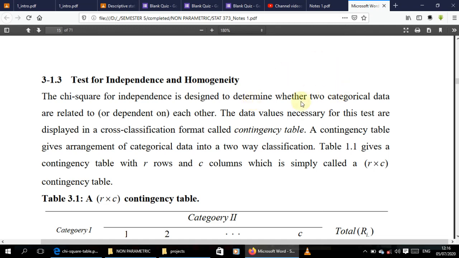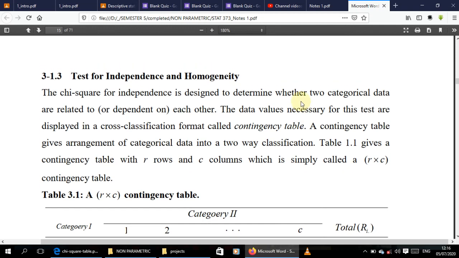Like in parametric tests, where you look at association between data using Pearson correlation and some other techniques, here you would actually have to use the test for independence and homogeneity.